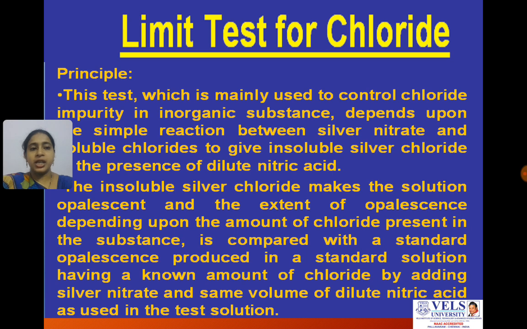Coming to the limit test of chlorides. Generally, this test is done to control the chloride impurity in any inorganic substance. The principle depends upon the simple reaction between silver nitrate and soluble chloride to give insoluble silver chloride in the presence of dilute nitric acid. The insoluble silver chloride makes the solution opalescent, and the extent of opalescence depends upon the amount of chloride present in the substance, which is compared with that of the standard opalescence. Generally, it is produced having a known amount of standard substance dissolved in a particular solvent.